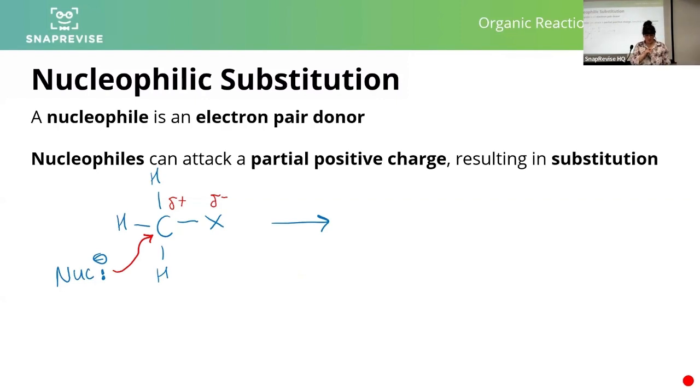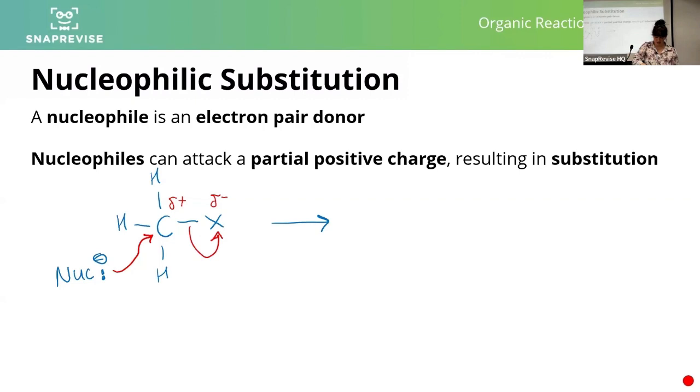So the lone pair on the nucleophile is going to be attracted to that partial positive charge. That's the direction in which the electrons are going to move. They're going to move towards the thing they're attracted to. That carbon can't have 5 bonds. It's got a pair of electrons that are being attracted to it, so it would form 5 bonds if something else didn't happen.